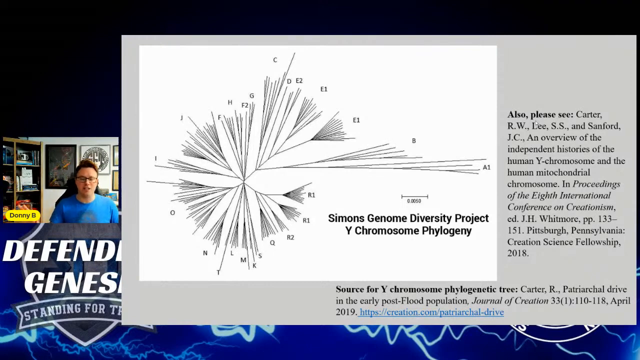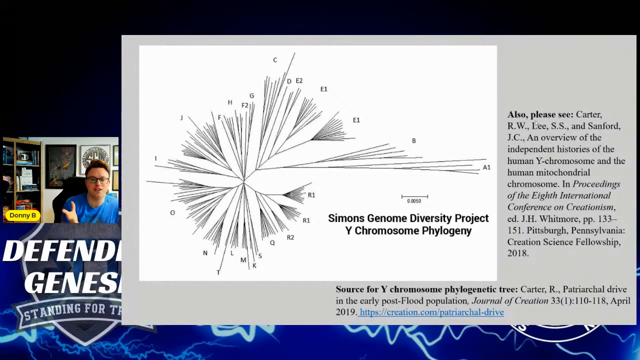There's just so much evidence for the biblical creation model. Sometimes it's difficult to even decide what I'm going to limit this episode to. So this is where I really want to touch on the phylogenetic trees here. Again, this was created by Dr. Rob Carter, and it is a reflection of Y chromosomal diversity worldwide.